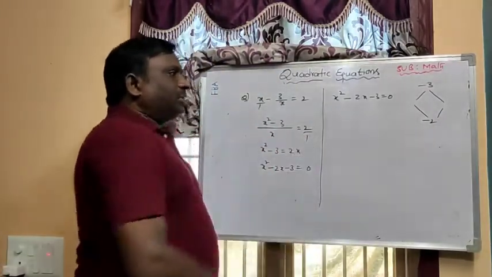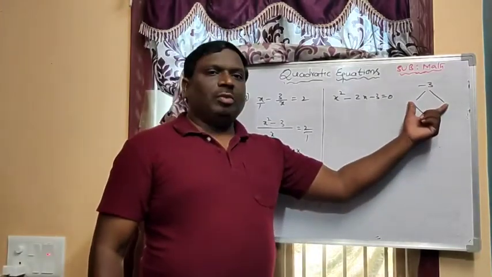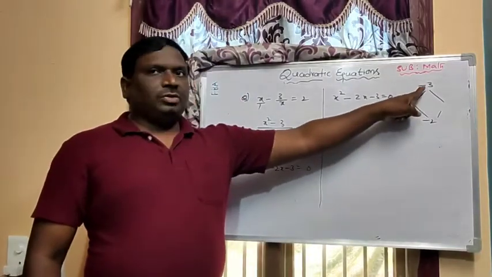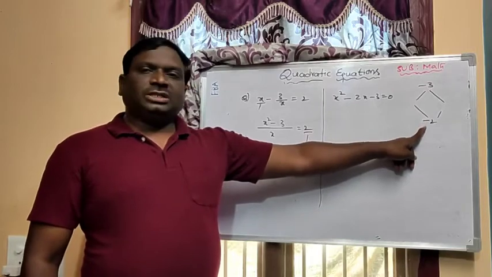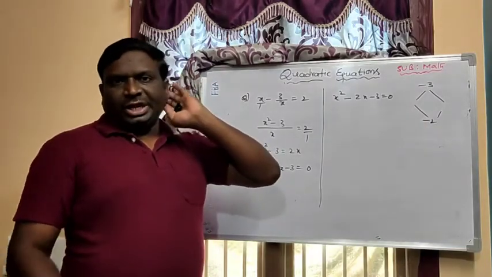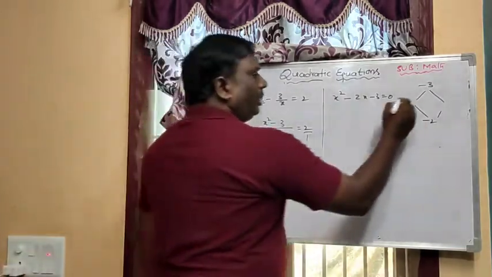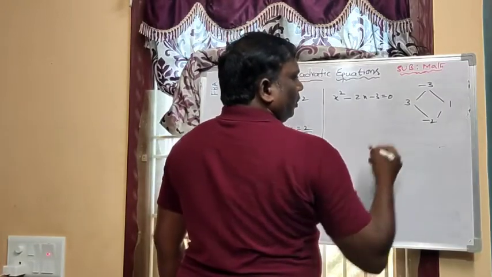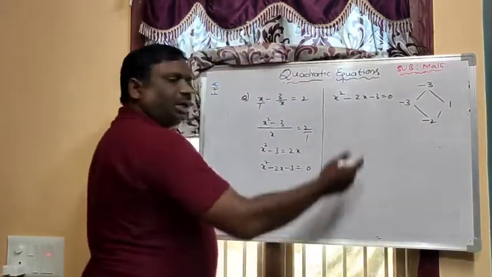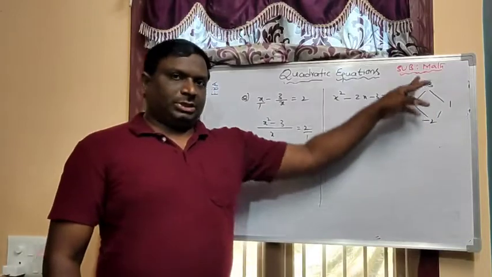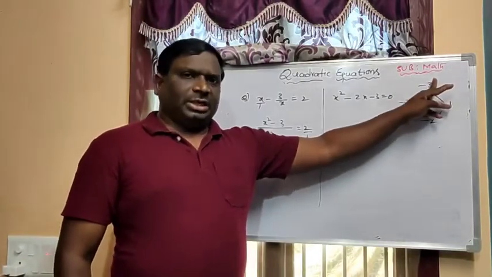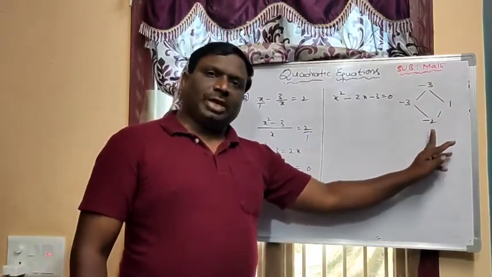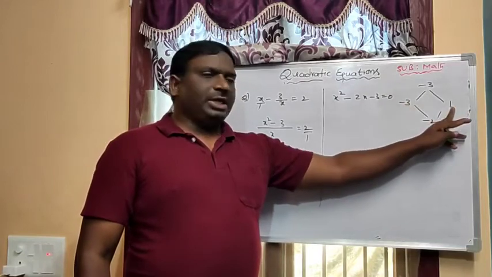Then what are the numbers we need here? When you multiply those two numbers you get minus 3, and when you add them you get minus 2. 3 and 1 you can take. If you take a negative sign with 3, it will satisfy both conditions. If you multiply, you get minus 3. If you add minus 3 plus 1, you get minus 2. So the numbers are minus 3 and 1.